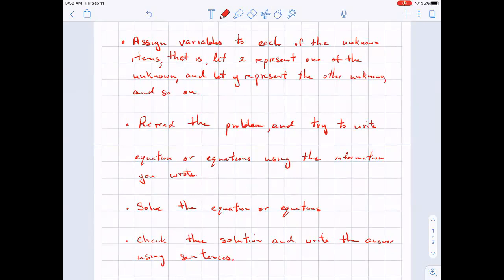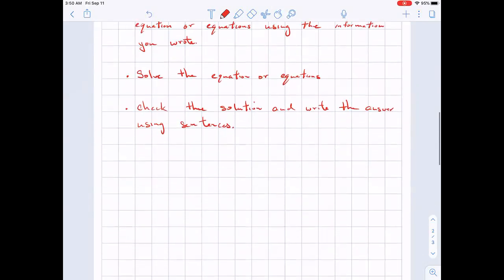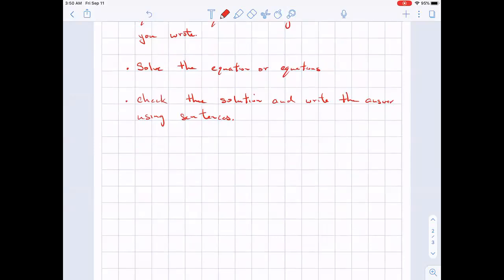Upon obtaining the equation or equations, you will now solve the equation. After solving, check your work and write the answer using sentences. We'll now look at some examples and see how we can apply what we have just learned.